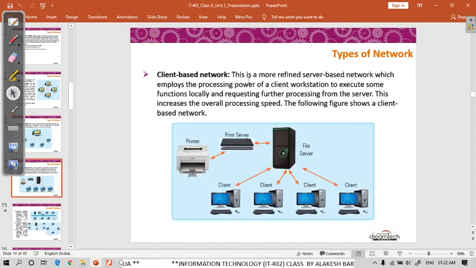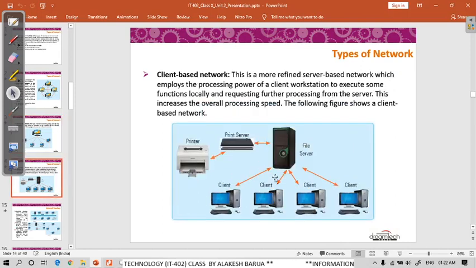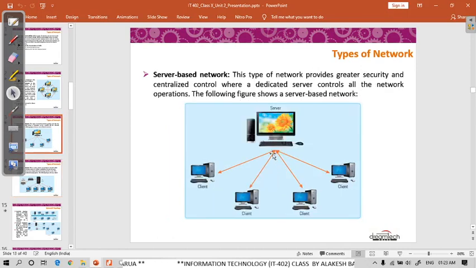The client based network. Okay, client based network is similar to server based network, but here the clients take in data and information, and sharing of resources occurs among clients and by the server. Also, the server can allocate computational resources to the clients. Got it? Such things are not available here.